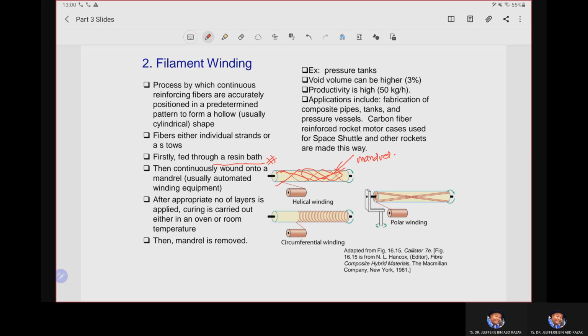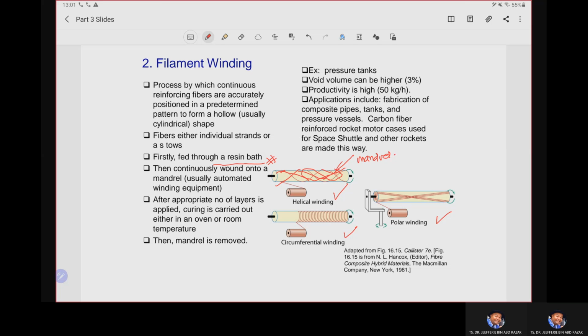So as you can see here, there are various kinds of winding patterns. We have the helical winding here, circumferential winding, or polar winding. This is all about how we create the pattern of the fiber on the mandrel. Certainly, having different kinds of winding patterns will give different characteristics of mechanical properties.